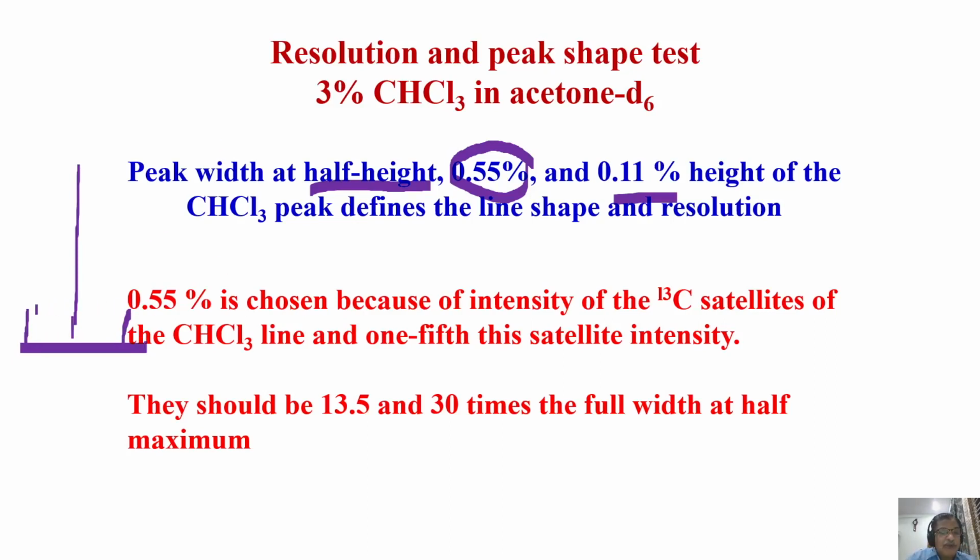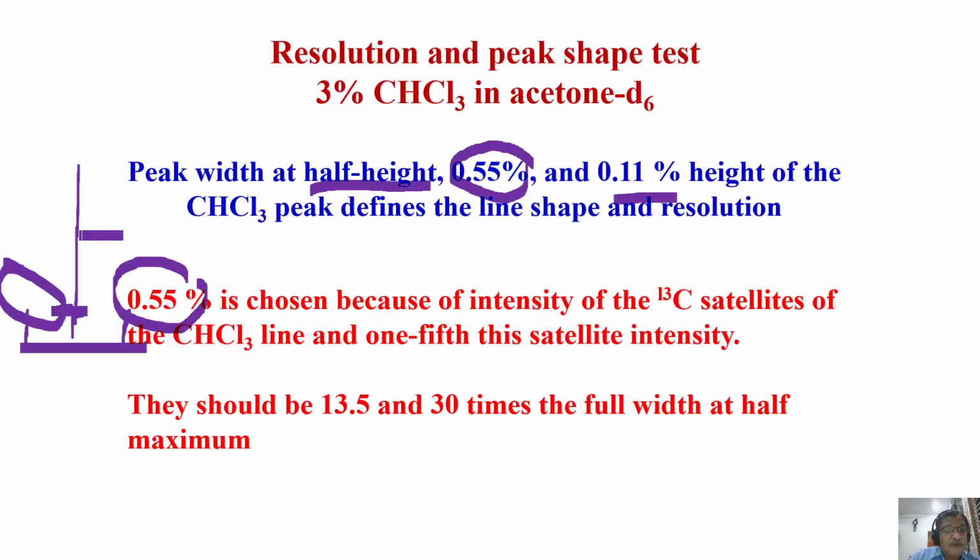This is 0.5, this is 0.5 intensity. Because it's 1.1%, it's written 0.55 here, 0.55 here. No problem. I always take 0.5% as an approximate value. And at this height, at the height of the satellites, you have to measure the line width.